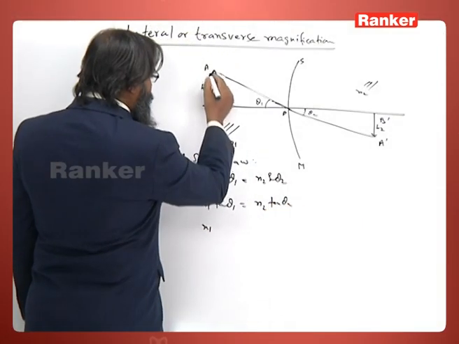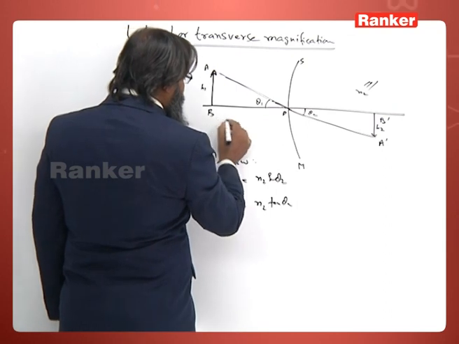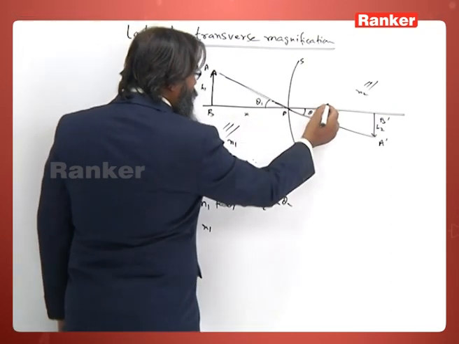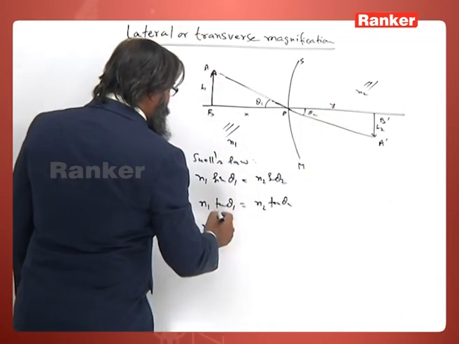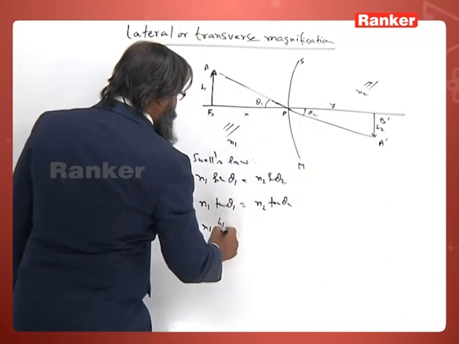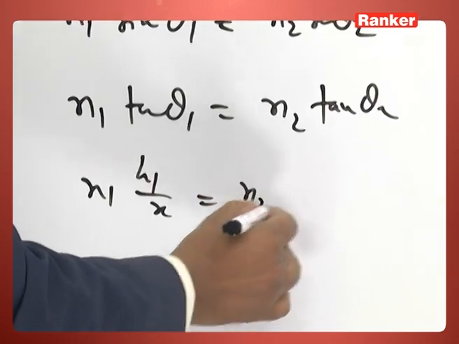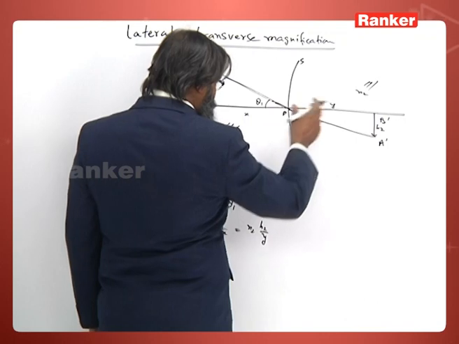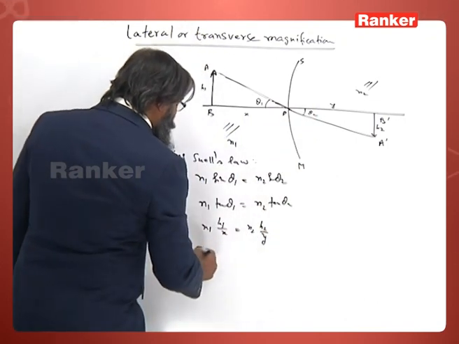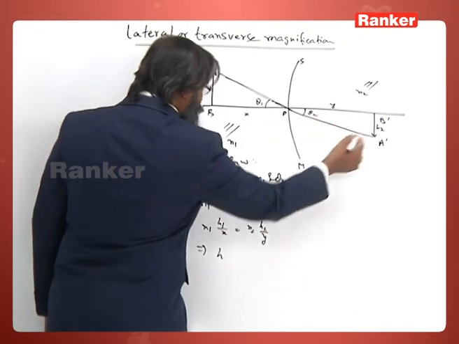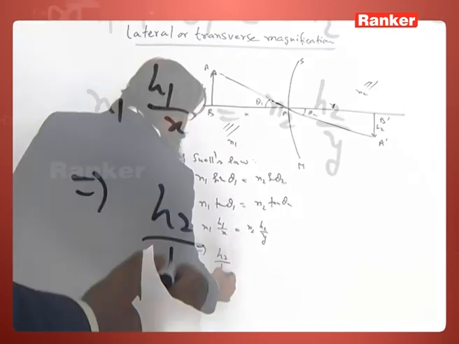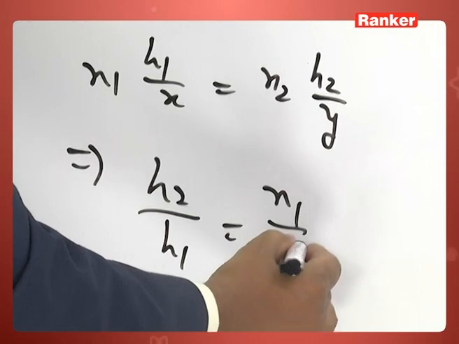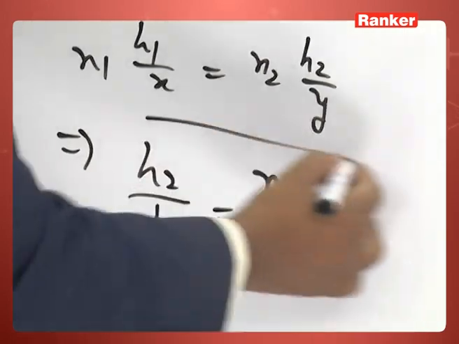Suppose I say this distance is x and this distance is y. So, I will get tan theta 1 as h1 by x and tan theta 2 as h2 by y. So, we get h2 by h1 is n1 by n2 into y by x.